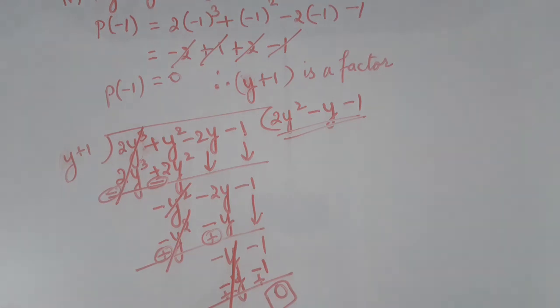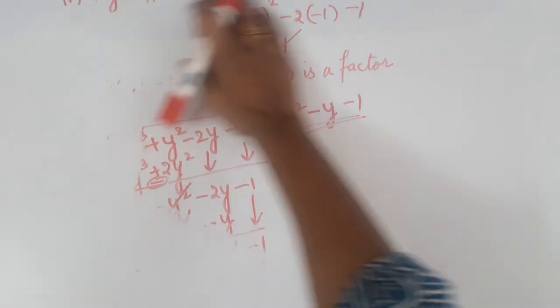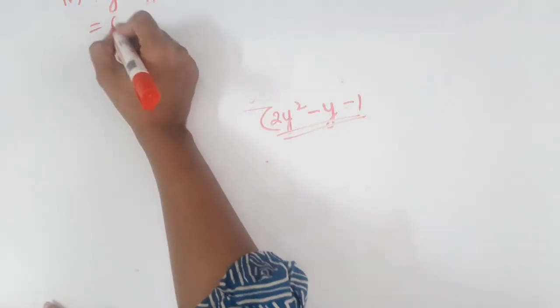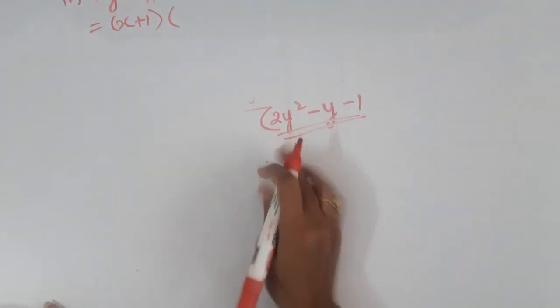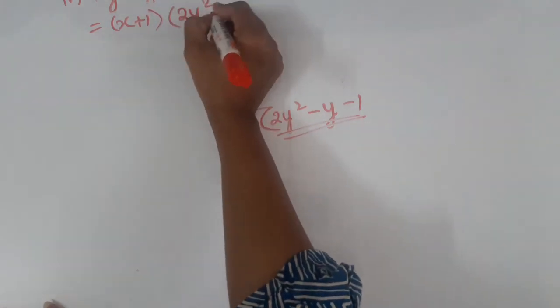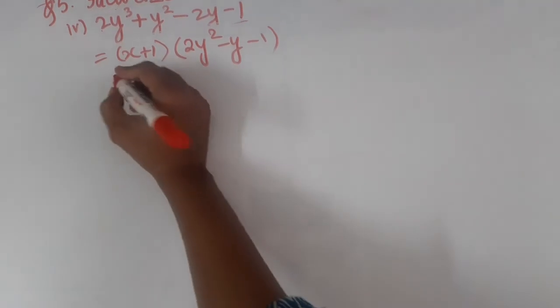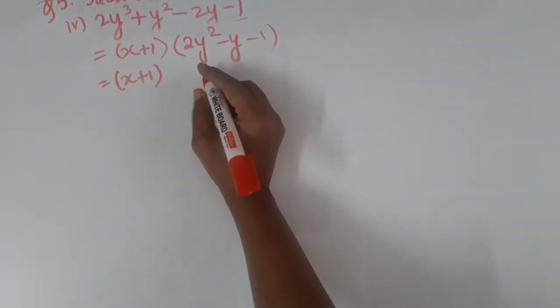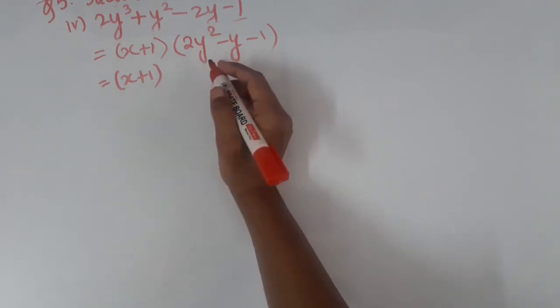Now write the dividend, the main question, as divisor into quotient plus remainder. Your dividend will be equal to divisor, that is y plus 1, into quotient. Quotient is 2y square minus y minus 1, plus remainder 0. So even if you don't write it, it doesn't matter. Now the first factor is already found, that is y plus 1. Now find the other factors from this quadratic polynomial using splitting the middle term.